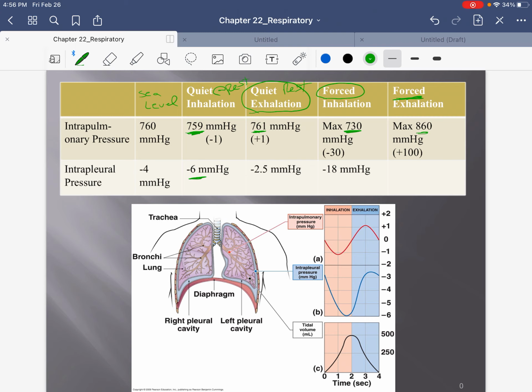And as always, whatever our intrapulmonary pressure is, our intrapleural pressure is less. You can see that when we have forceful breathing, the difference between the two gets even greater. But no matter what, the intrapleural pressure always has to be less.